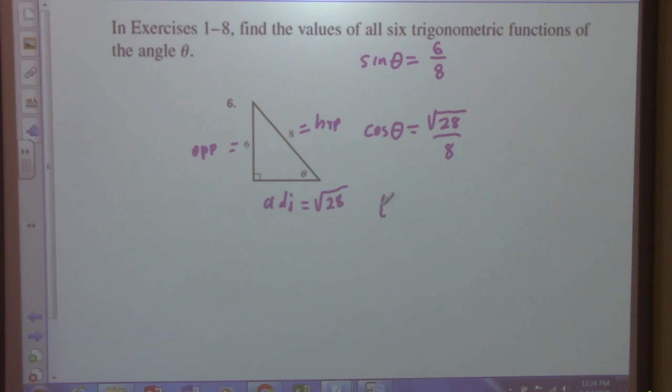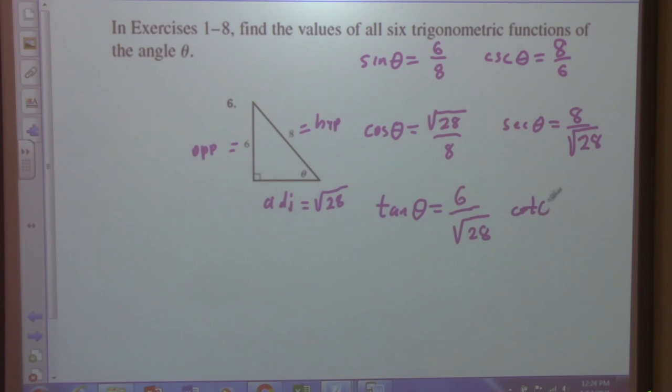And the tangent is 6 over square root of 28. What's the other one? Okay, cosecant. 8 over 6, equals 8 over 6. And then our secant is 8 over square root of 28. And then our cotangent is square root of 28 over 6.